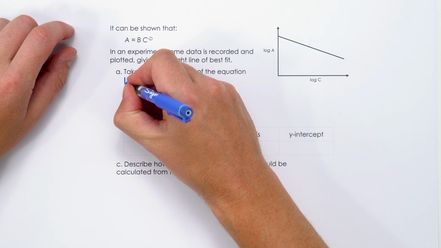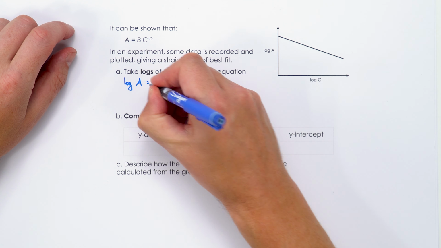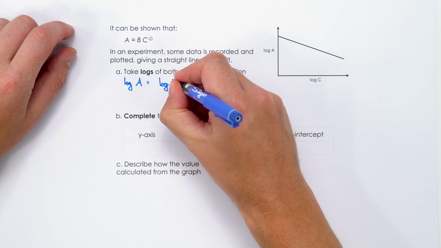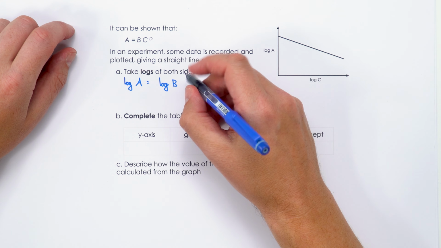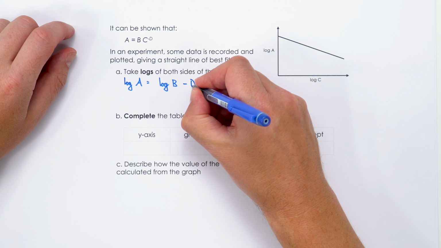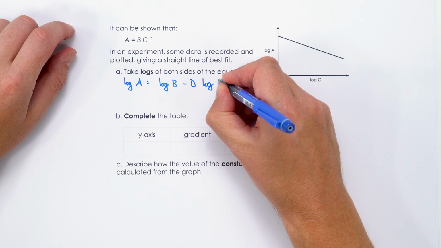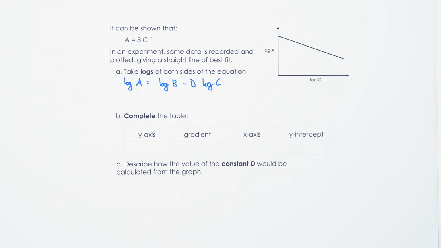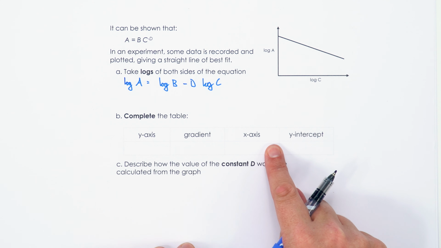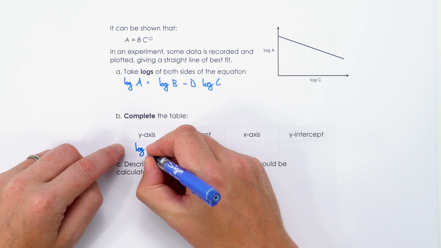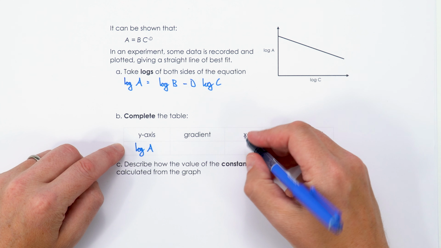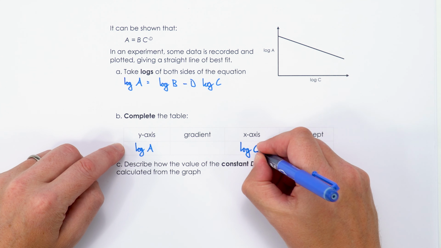So we can just say that log A is equal to log B, and then we've got something raised to the power of minus D. So this is then minus D log C. Okay, so that's the first thing. We then need to complete the table. So on the y-axis we can see we've got log A, and on the x-axis we've got log C.